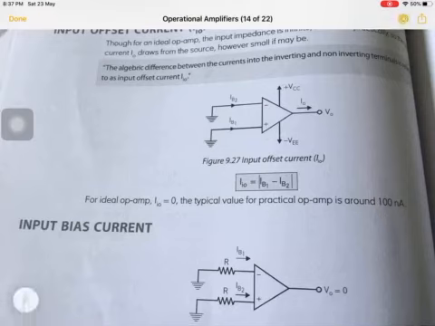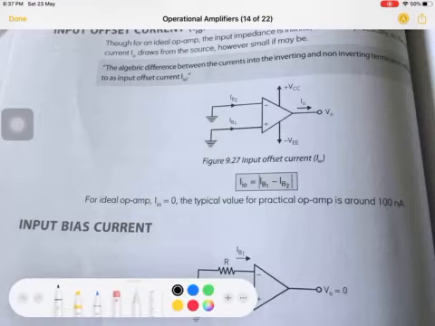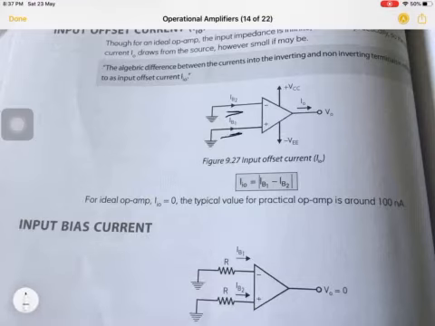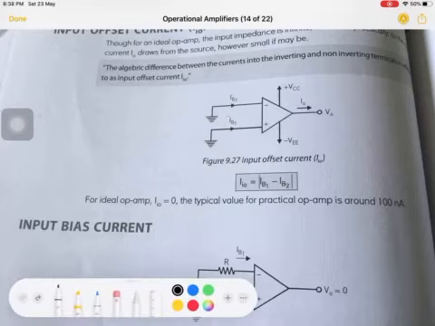Now, input offset current. Ideally, for a differential amplifier, for an op-amp, the input impedance is infinite. However, in practice, we don't have infinite impedance. Therefore, although there should not be any base current, there are these two base currents, IB1 and IB2. The difference of these two currents is known as input offset current. Ideally, it is 0, but practically its value is very small, in the order of 100 nanoampere.